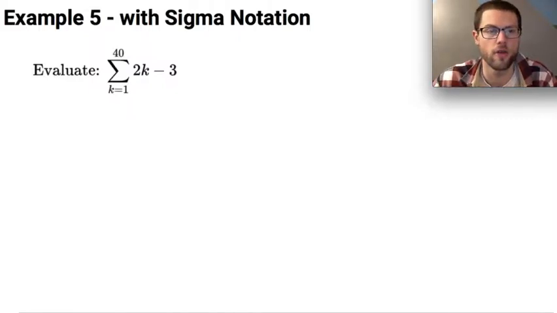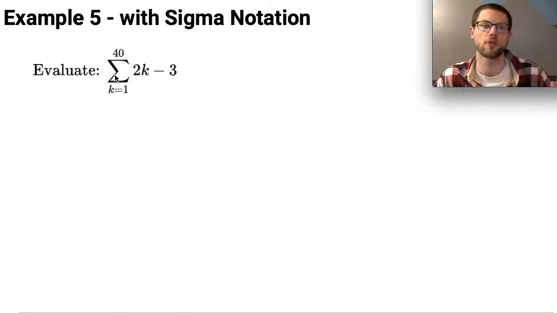One more pair of an example and you try before we're done with these video notes. So now I want you to evaluate this whole thing right here. Let's interpret what this means. I want you to evaluate the sum from k equals 1 to 40 of 2k minus 3. Now this seems a little bit complex.